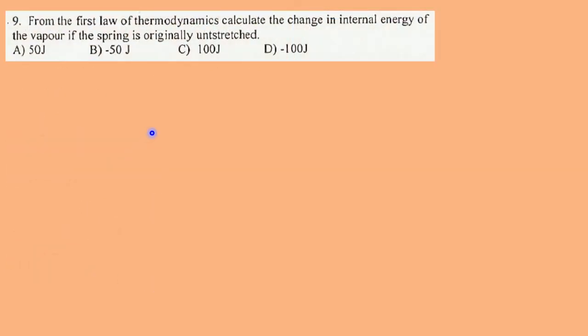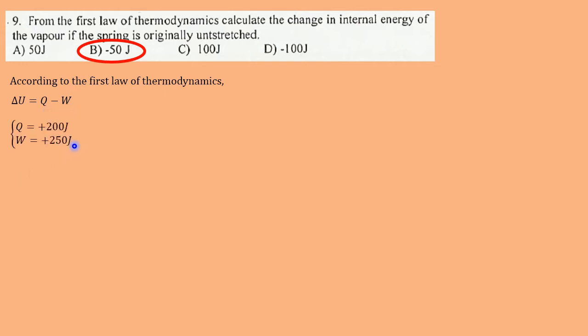First law of thermodynamics: calculate the change in internal energy of the vapor if the spring is originally unstretched. So the answer there is minus 50 joules. According to the first law of thermodynamics, delta U is equal to Q minus W. So we know delta U is the change in internal energy, Q is the heat, and W is the work done by the system or on the system.